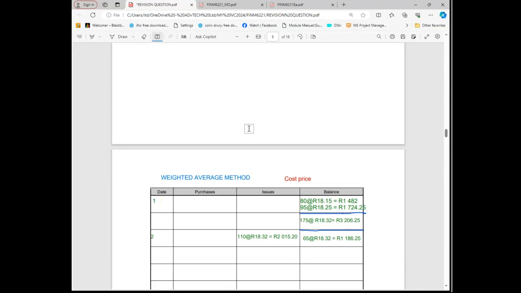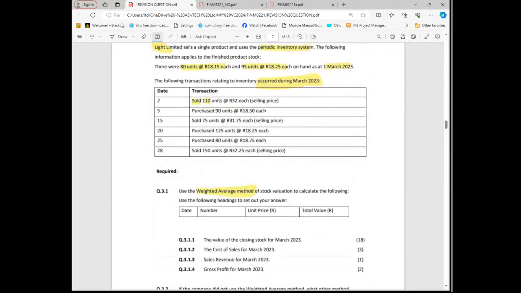Okay, sir. Can you continue? Okay. Now, after the second, we bought new units. Can you see? 90 at 18 rand 50. Can you see now?